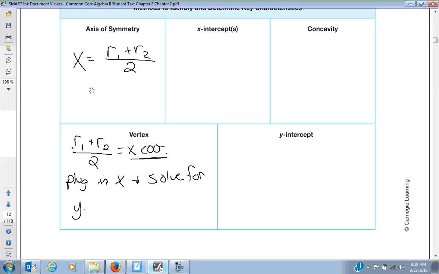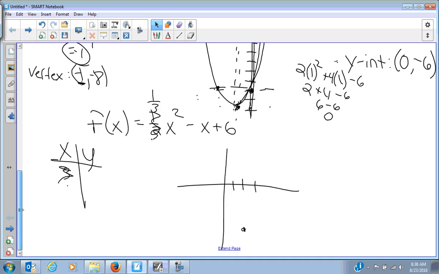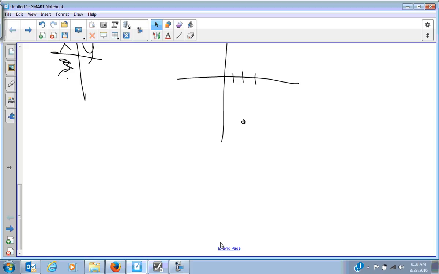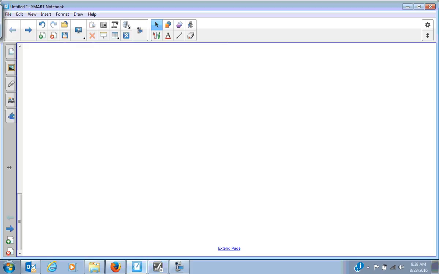So let's look at one of these guys. I'm going to do something a little different here, because I need to explain some background knowledge. So let's say we have this.